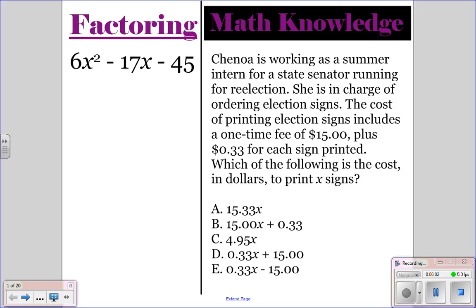Alright, so y'all go ahead and do the factoring and the math knowledge question, pause the video, and then once everyone is finished, you can unpause the video and I'll go over the correct answers.